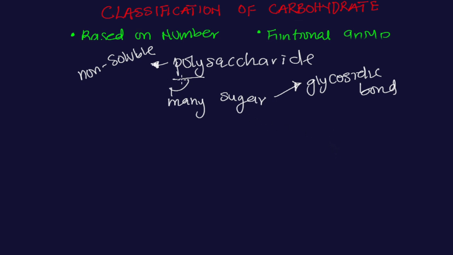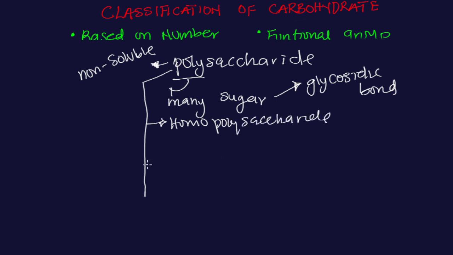Now, whenever you're talking about polysaccharide, it contains many sugar, right? It is non-soluble. Most of them are non-soluble. And one thing about polysaccharide I want you guys to know is that polysaccharides are divided into two. We have the case of homopolysaccharide, and also the case of heteropolysaccharide. Although I'm going to explain this in a separate video in detail. Let me just briefly explain the classification.